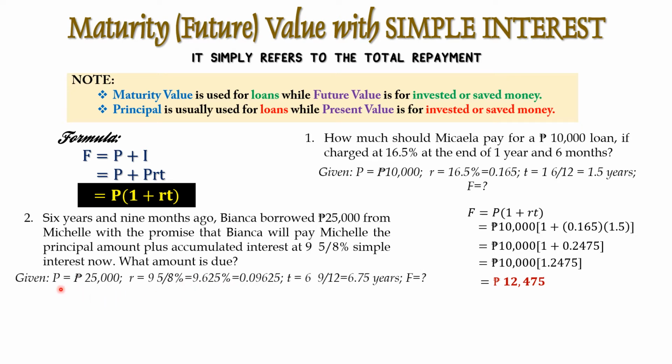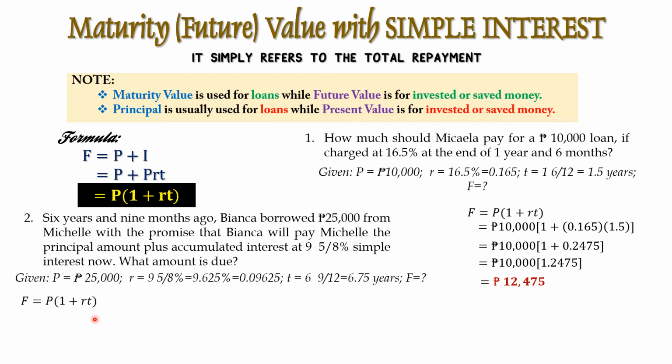Okay, present natin ang given. Ang hiniram ni Bianca is 25,000 pesos. That is the principal. The rate is 9 and 5/8%, and that is also equal to 9.65%. In its decimal form, that is 0.09625. The time given, 6 and 9/12. We have here 9 months. Over lang natin yun sa 12. And then, ito yung ikanyang equivalent, 6.75 years in decimal. And then, unknown yung ating future or maturity value.